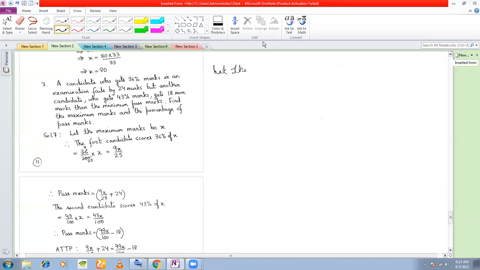Let the maximum marks in the examination be X. Maximum marks means what were the total full marks of the examination.